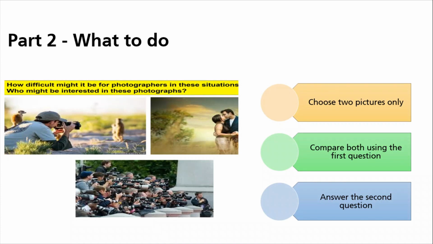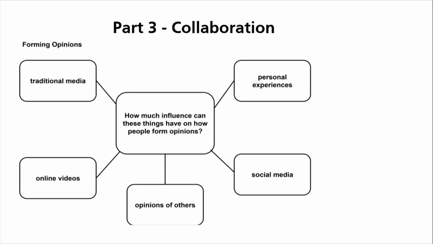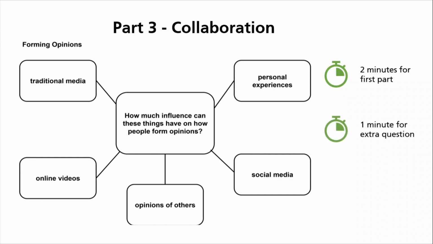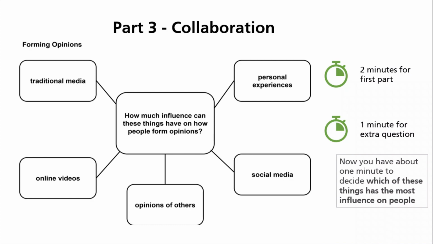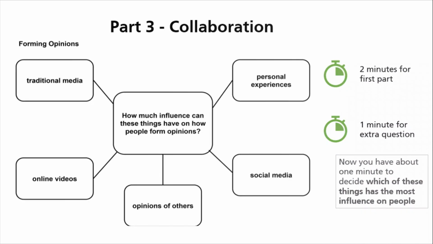Let's move on now to part 3. Part 3 is the collaboration, where you have a question and a number of topics related to this question. This part of the test is split into 2 parts. So for this first discussion exercise, candidates have 2 minutes to talk about the first part. And then the examiner stops the candidates and gives them 1 minute for the extra question. And this is an example of the kind of question they might ask them about. They need to consider which of these things have the most influence on people. So what can candidates do with this part 3 exercise?